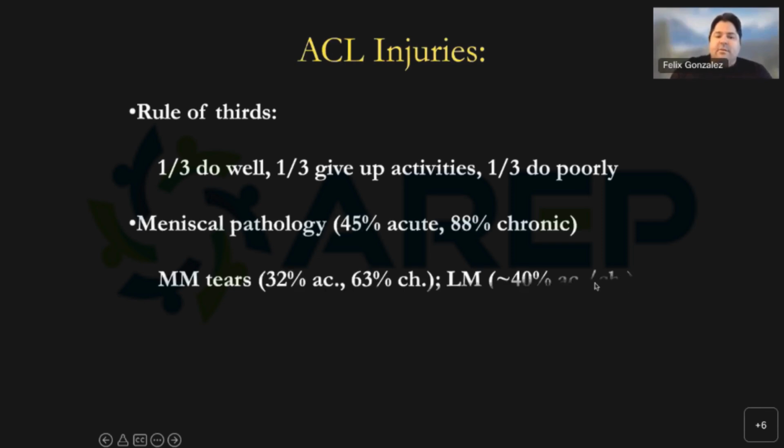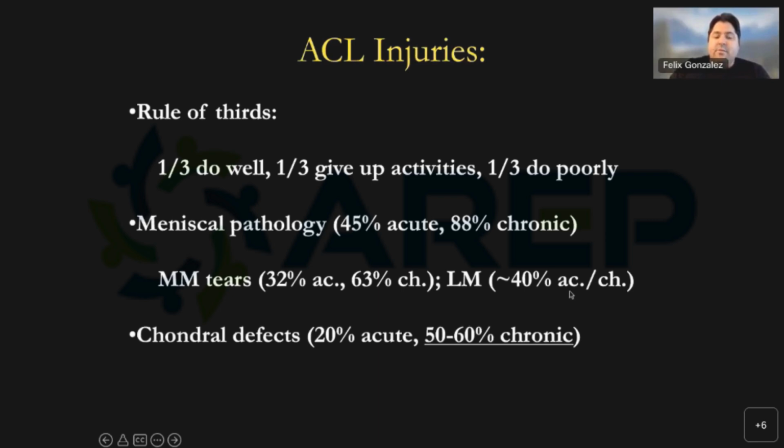So usually, when we have ACL injuries, there's the rule of thirds. A third of them do well, a third of them give up activities altogether, and a third of them do very poorly. So in terms of meniscal pathology, 45% of them present in the acute setting, 88% of them are present in the chronic setting, right? So usually in terms of medial meniscal tears versus lateral meniscal tears, most patients present with medial meniscal tears, but you can see how most patients present in the chronic setting rather than the acute setting, and that's the same for the lateral meniscus as well. Just remember that most patients will present with meniscal tears in the chronic setting, not in the acute setting.